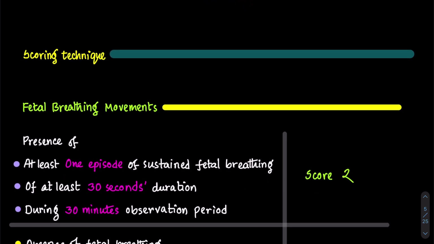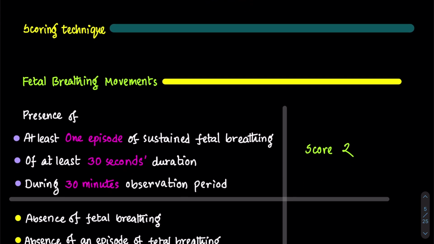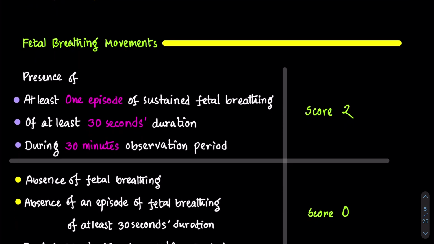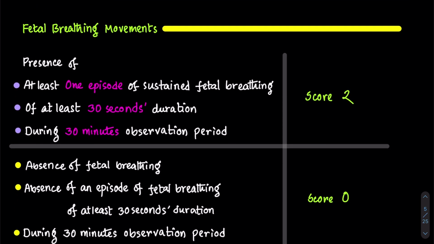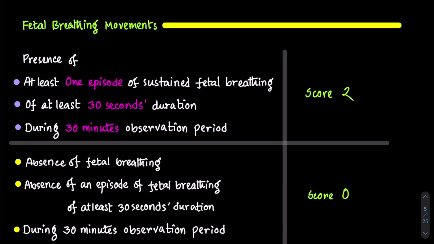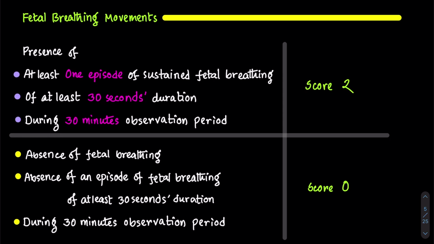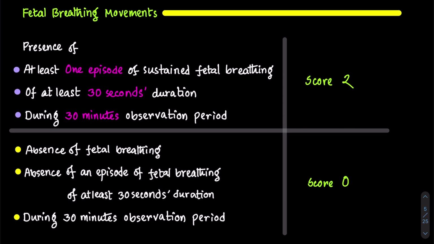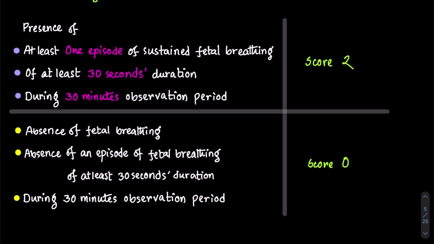Now let's start the scoring technique. At first we will talk about the fetal breathing movement. To get a score of 2, there should be presence of at least one episode of sustained fetal breathing of at least 30 seconds duration within a 30-minute observation period. If there is no fetal breathing or absence of an episode of fetal breathing of at least 30 seconds duration during this observation period, then the fetus will be given 0 mark.